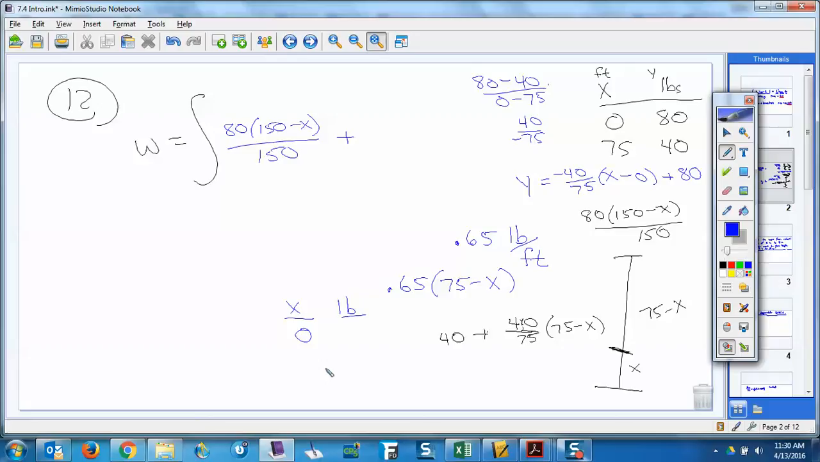You'd have to take 75 times 0.65, right? If it's 0.65 pounds per foot, then when we have all 75 feet of rope out, we need to know how many pounds that is. Well, what is 75 times 0.65? Somebody got it?